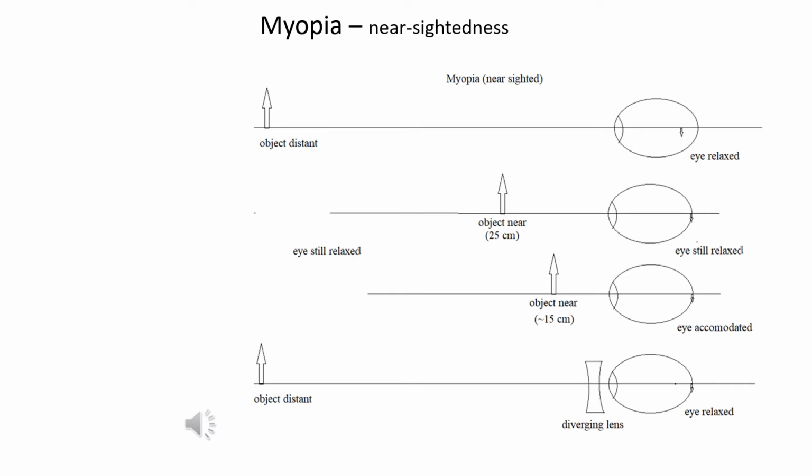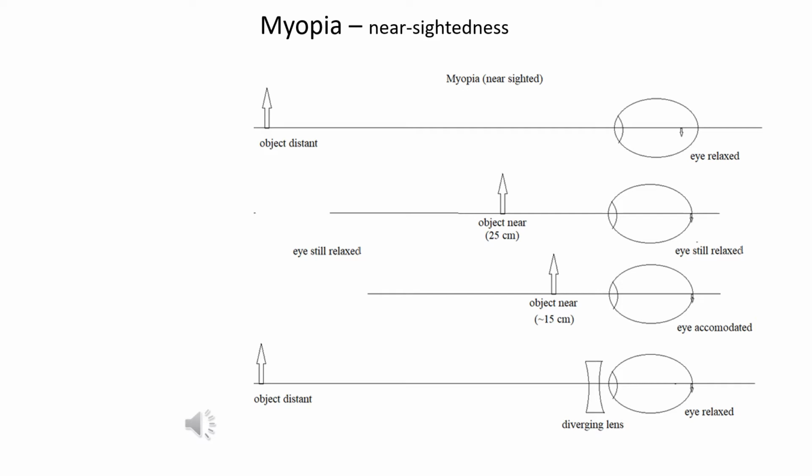The other problem that could be corrected by glasses is myopia, or nearsightedness. It's just the opposite problem from hyperopia. Notice in the top picture there, the eyeball is a little bit too long. So an object that is very distant makes an image inside the eye, but it's not on the retina because the eyeball is a little bit too long. So in this case, if the person tries to accommodate, that would just bring the image even closer to the left, which is farther from the retina. It wouldn't help them to see the object that's distant.